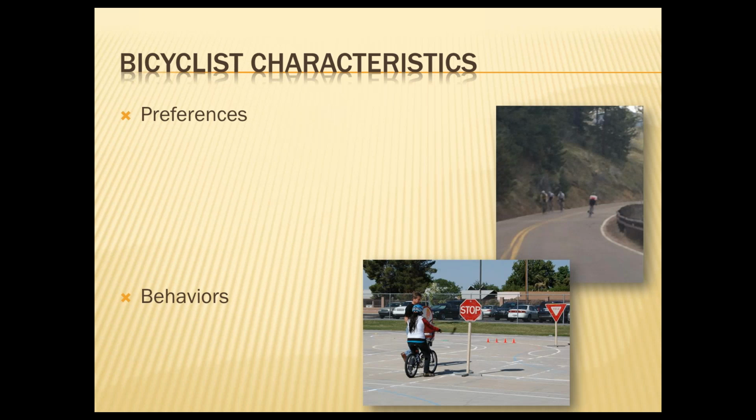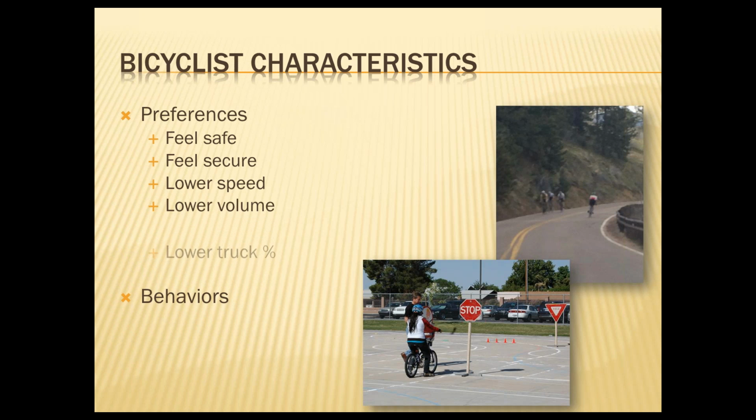There are some characteristics of bicyclists of which we should be aware. First of all, they have preferences just like all of us. And when we get on the road, we want to feel safe and secure. They're going to prefer lower speed traffic, lower volume traffic, and that's part of that safety and security. And certainly a lower percentage of trucks in that traffic when they're close to it. And fewer lanes, because it makes intersections less difficult and smaller distances to get across.